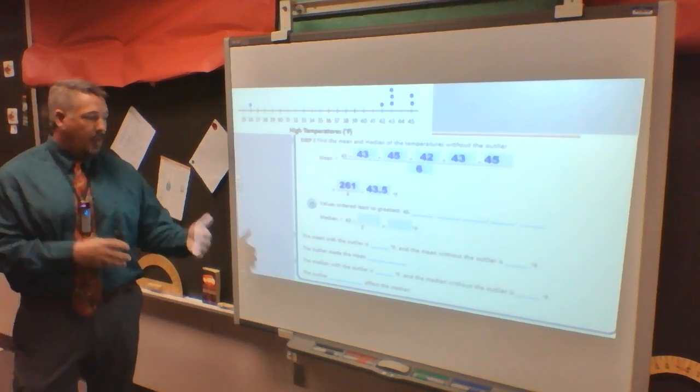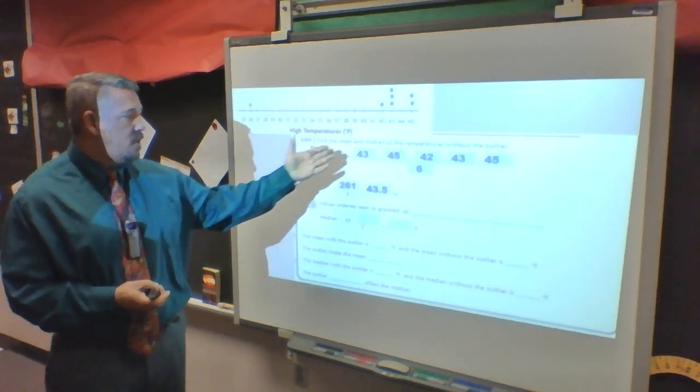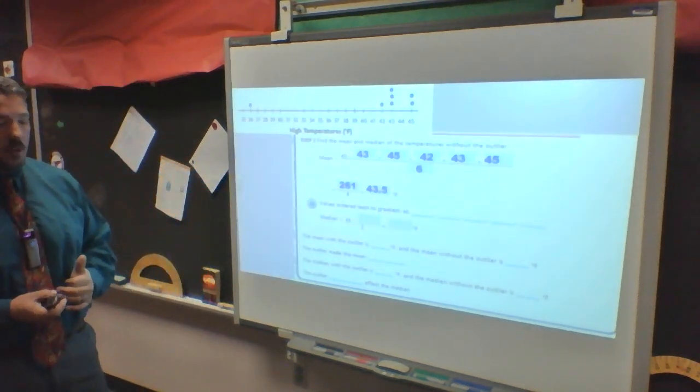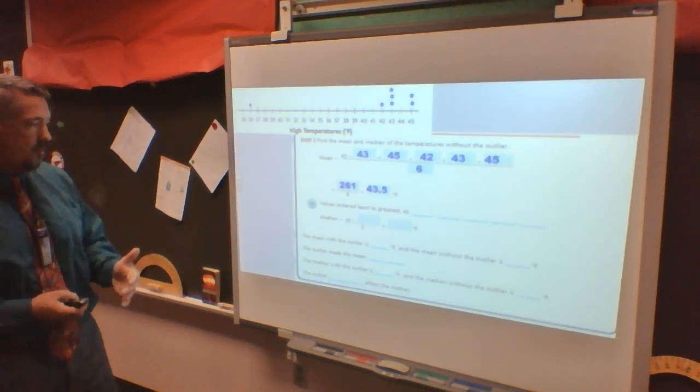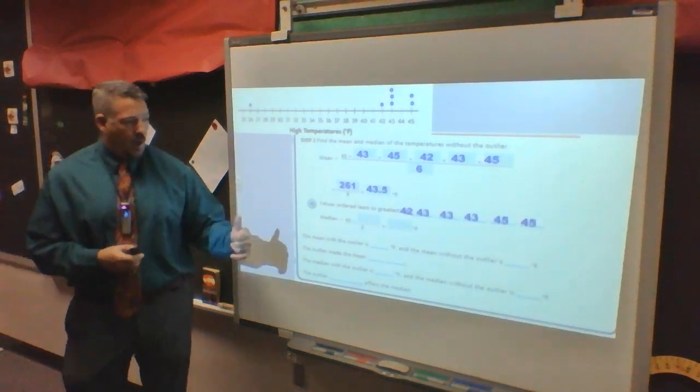Then when I look at the median, I have to have them in order. So you could have started by listing these in order as you were doing that one, and then finding the median from the same data set. It's not the way the book did it, so I just followed their lead. So I put them in order.